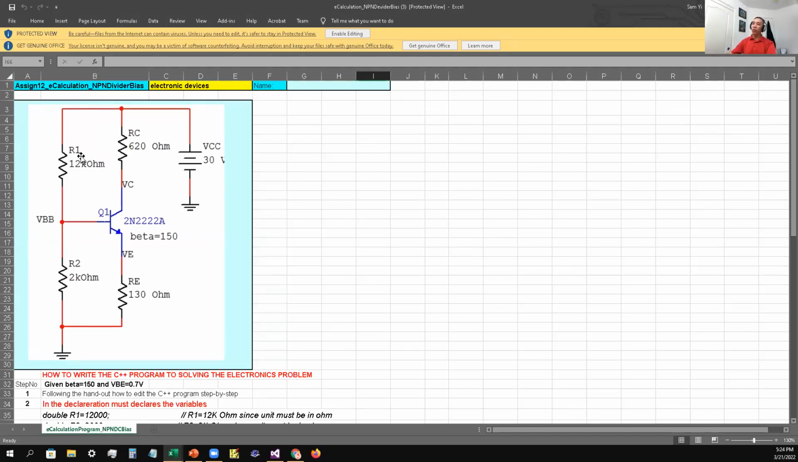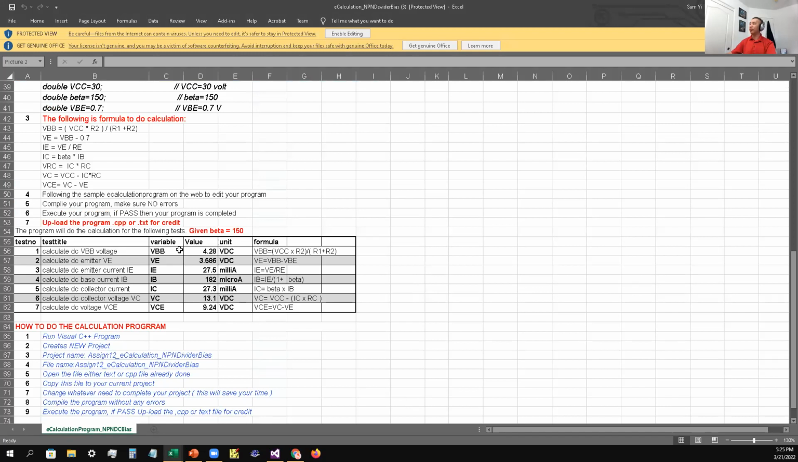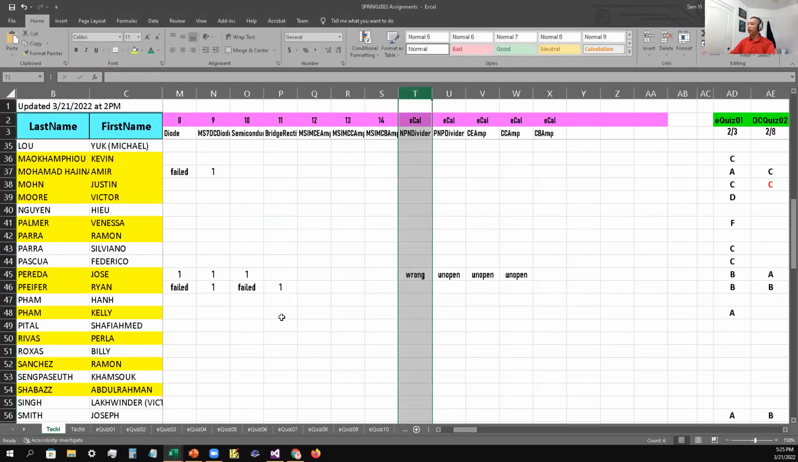As you can see, R1 is a different value, and R2, RC, and all that. And then your expected value down here was not matched, and therefore that was the wrong one. Okay, thank you. So that's updated for Tech 1 student.